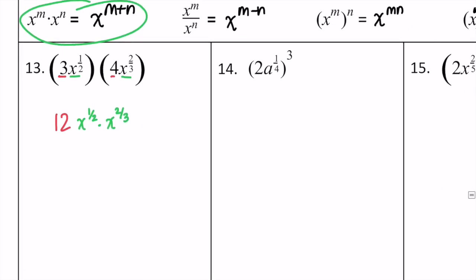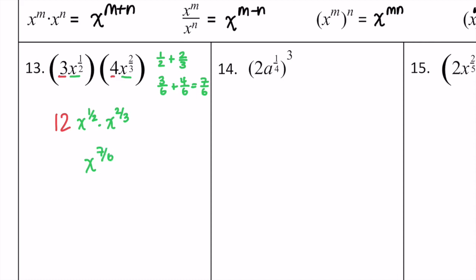So I'm adding those powers together. I have 1/2 plus 2/3. The denominator needs to be the same for me to add fractions together. So I'm going to change the denominator to 6. 1/2 I'm going to write as 3/6, and 2/3 I'm going to write as 4/6. And when I add them together, I have 7/6. So I have x to the 7/6 power times 12. This is my answer.